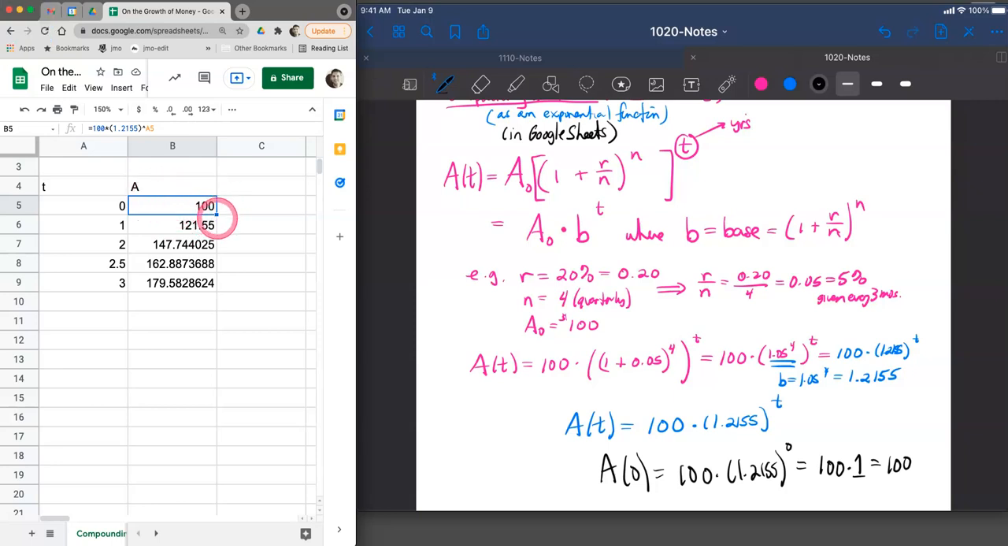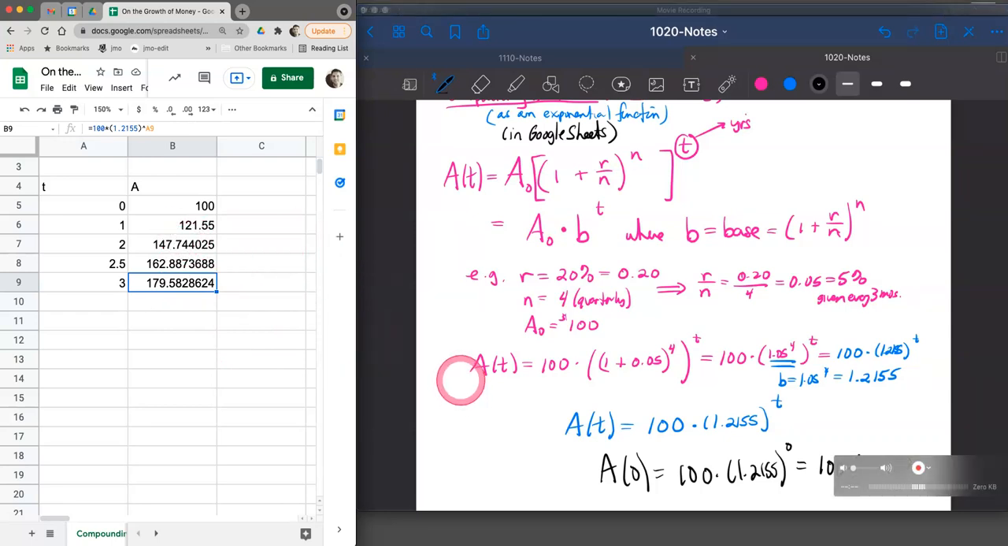If you take that and drag the formula down, you will see how the $100 grows via compounding of interest over the next 3 years. So after 3 years, you have $179.58 in your account.